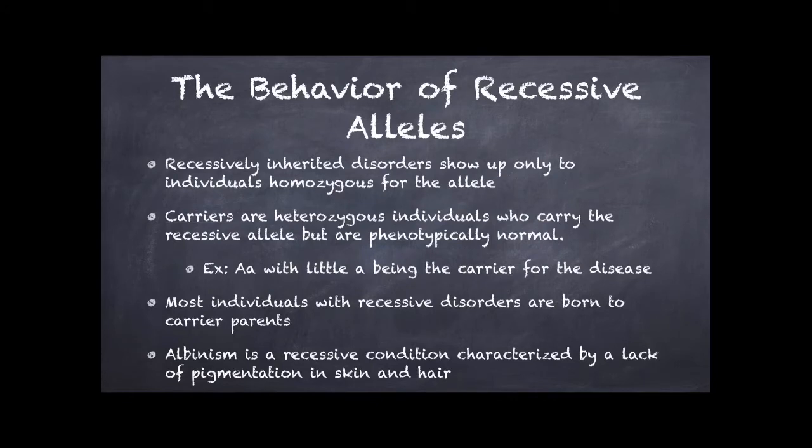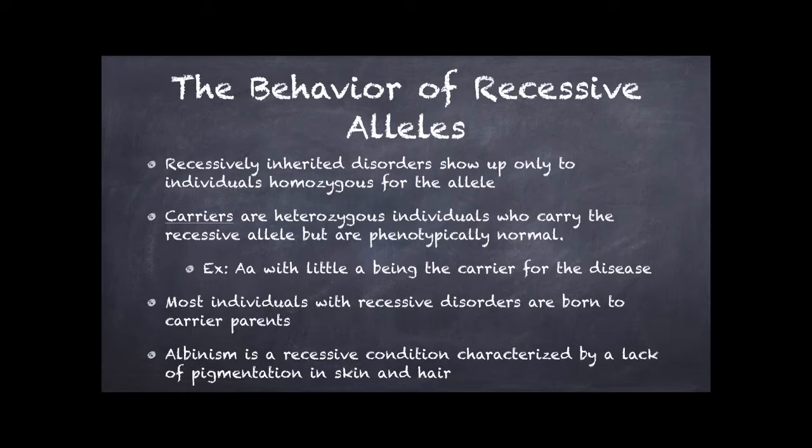What's interesting, like I said before, is that recessive inherited disorders are only going to show up in an individual if they're homozygous for the allele. That means it's like little a, little a, or little b, little b. But the carriers are going to be heterozygous, which means you're going to have big A, little a, or big B, little b. They're not going to be the same alleles. If the disorder is recessive and you have big A, little a, you're not going to show the disorder, but you are a carrier for it because you have that little a.